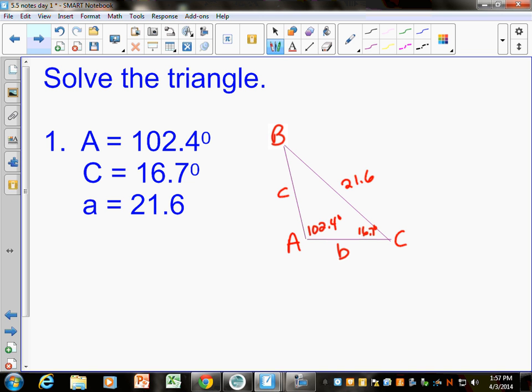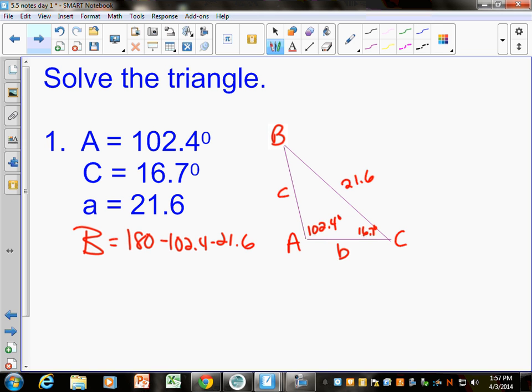Which part of the triangle could we find without even using all signs? What else could we find? Angle B, because what do we know about the angles in a triangle? They add up to 180. So if they give you two angles, the easiest point to earn is to say that you know angle B is 180 degrees minus 102.4 minus 21.6.